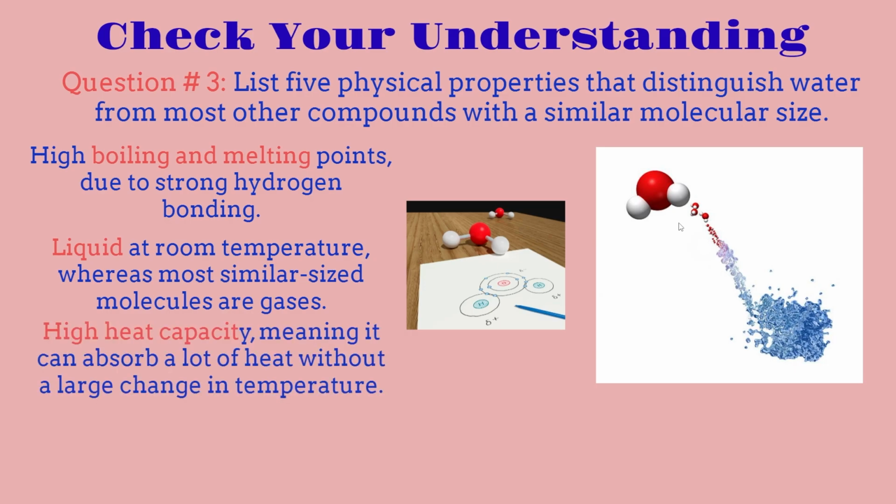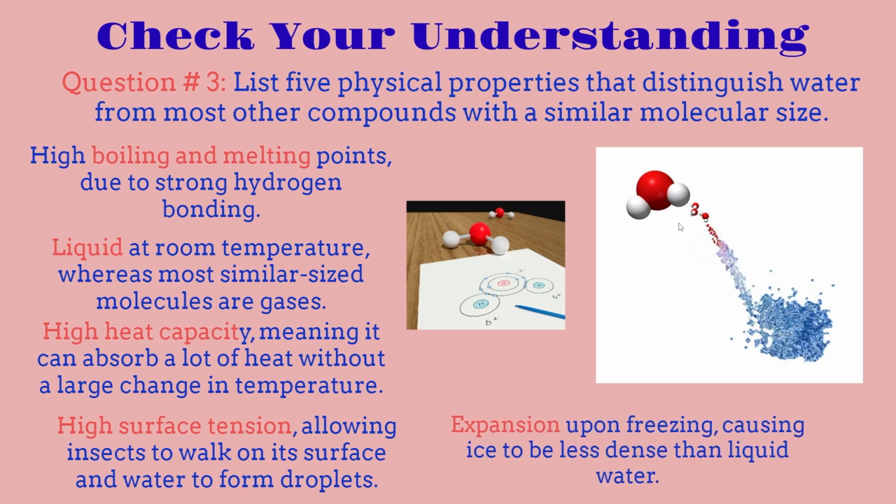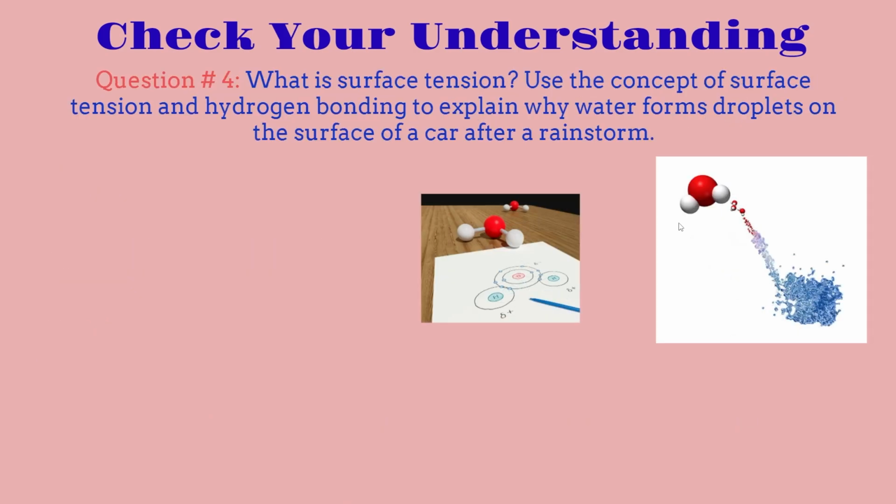For our third property, we have high heat capacity, meaning that it can absorb a lot of heat without a large change in temperature. For our fourth one, we have high surface tension, which allows insects to walk on its surface and water to form droplets. And finally, for our fifth one, we have expansion upon freezing, which causes ice to be less dense than liquid water. For question number 4, what is surface tension? And use the concept of surface tension and hydrogen bonding to explain why water forms droplets on the surface of a car after a rainstorm.